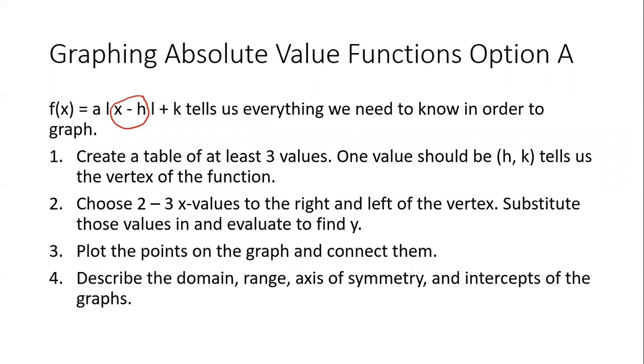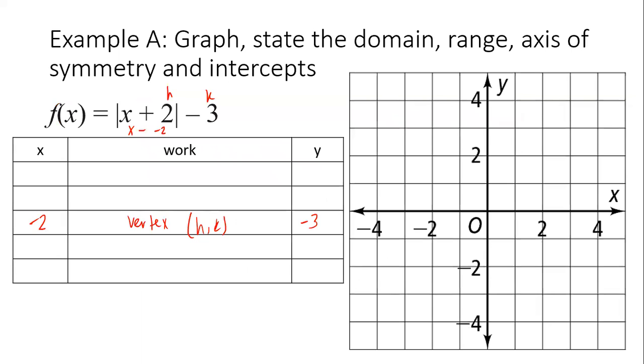And then I did that. Step 2 says choose 2 to 3 values to the right and left of the vertex. So I'm going to choose 2 to 3 values to the right and left of it. I'm going to go with negative 1 and 0. I'm going to go with negative 3 and negative 4. And I'm going to substitute these values in to solve for y.